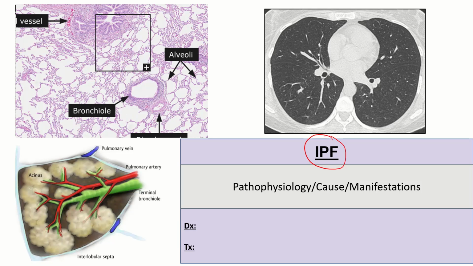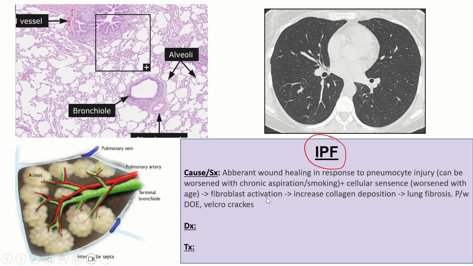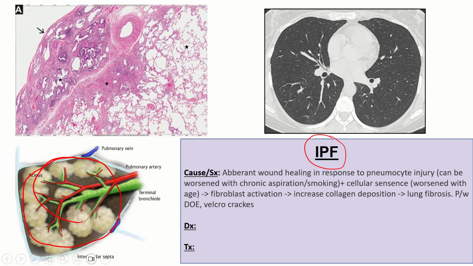So IPF, what is this? Similar to UIP, this is aberrant wound healing response to pneumocyte injury, right? So these patients get severe fibrosis of their secondary pulmonary lobules and pretty much complete architectural destruction. On histology, you can kind of see here, here's these normal alveolar spaces, here's a bronchiole, here's a blood vessel here. What you see in histology is really this complete fibrotic response and destruction of your secondary pulmonary lobule.